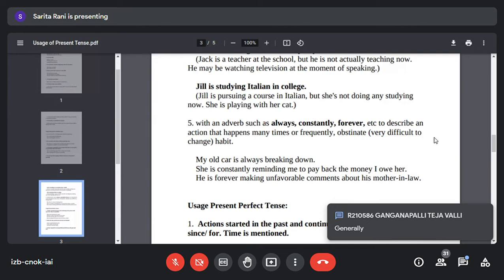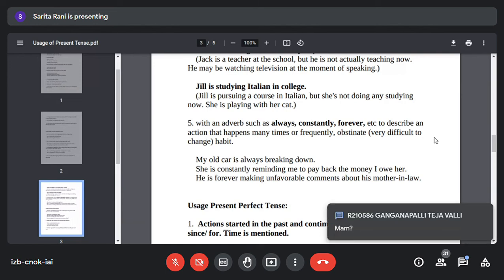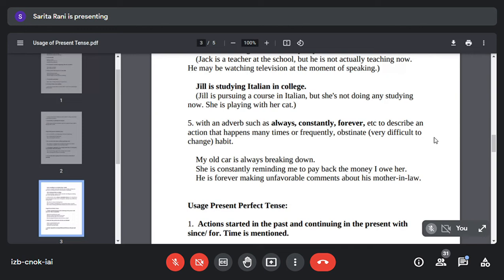What you have to remember is that there will be a kind of repetition, and also irritation. Anything which is repeating again and again will create irritation, right? For such things, you have to use the present continuous. For example, my old car is always breaking down. It is a repeated activity and it is also an irritating activity. So anything which is repeated and causes irritation, you have to write in the present continuous form. Are you following?